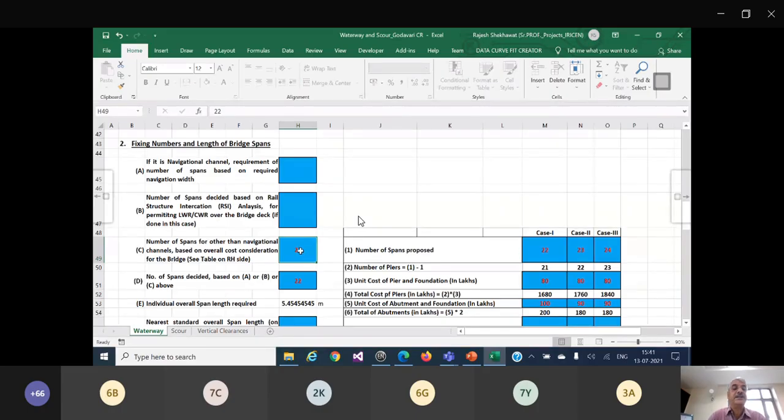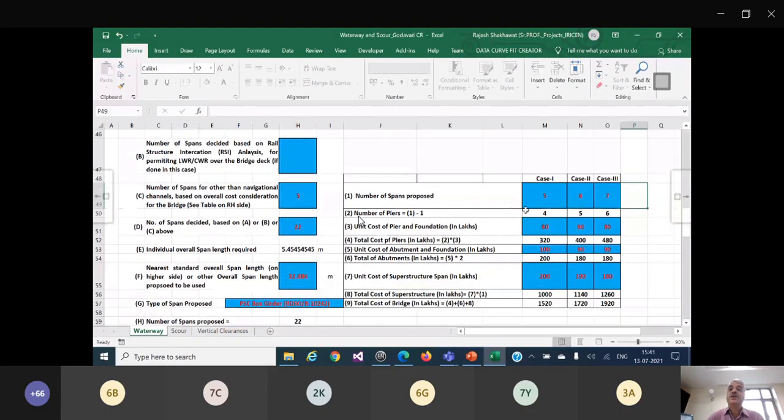So let us say we give 5 spans, and here let us say we calculate the economy of using 5, 6 or 7 spans, all three. Now number of piers it will calculate automatically. Now we have to go to unit cost of pier and foundation. Now this has some value given, there will be an actual value. It will calculate total cost of pier. Then you give unit cost of abutment and foundation. There will be 2 abutments, it will calculate.